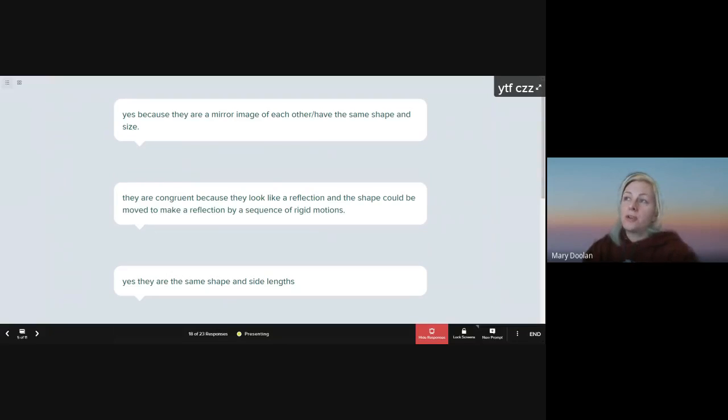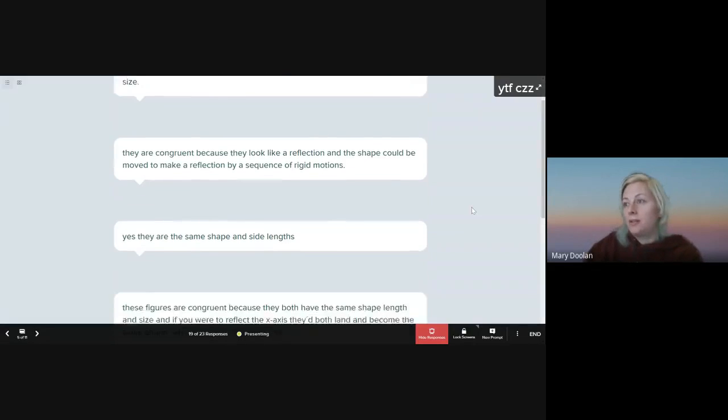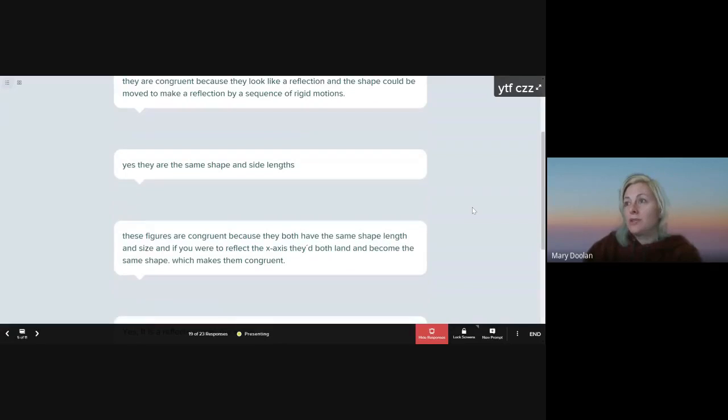Yes, because they're a mirror image of each other and they have the same shape and size. Absolutely. They're congruent because they look like a reflection, and the shape could be moved to make a reflection by a sequence of rigid motions. Okay, nice use of vocabulary. Good job. Yes, they are the same shape and side lengths. Absolutely, this is the definition of congruence.